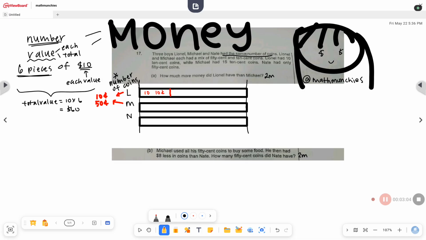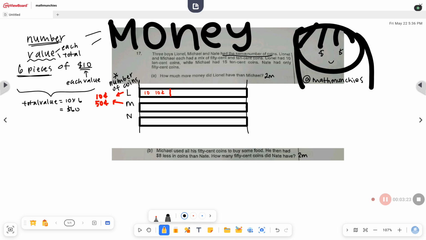It's still number, right? But what about the value? The value of this 10-cent coin is how much? $1. So you understand this logic. But I don't want to put $1, I don't want to be confused yet. I just want to put the number. So far, so good? Clear? So this is 10-cent coin.